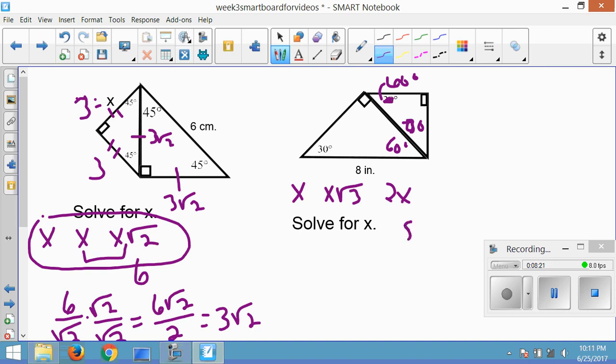So that's 8. So remember, we want to go back over to the 30 degree angle, or the side opposite that. So I divide 8 by 2 to get 4, and that'll take me to the side that is opposite from the 30 degree angle. So this is our 30 degree angle here, so I'm going to go opposite of that, and I know that 4 belongs there.